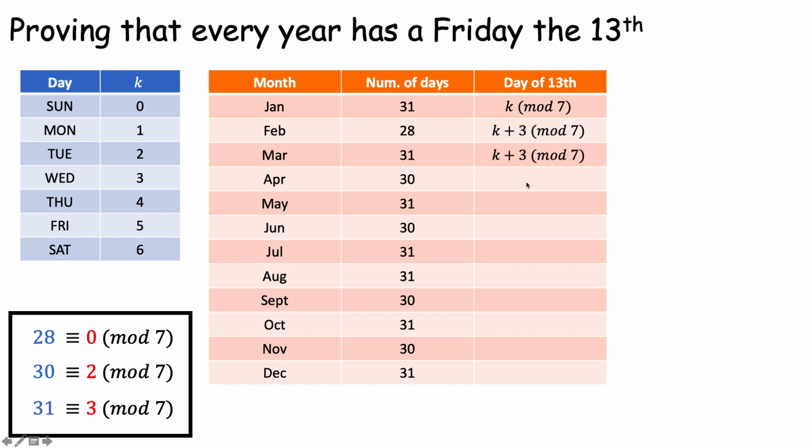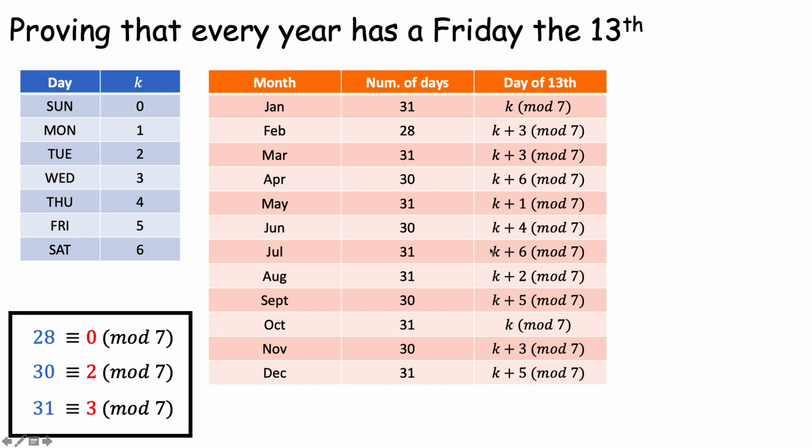From March to April, there are 31 days. So the 3 will get added to k plus 3 mod 7. So we will get k plus 6 mod 7. From April to May, there are 30 days. So 2 will get added to this. So this will become k plus 8. But remember that 8 is 1 plus 7, and that 7 will get gobbled up by this mod 7, and we will be left with k plus 1 mod 7. So if we continue this, we will find these are the values of the congruences for the other months.